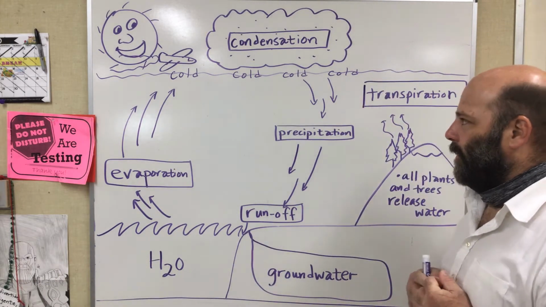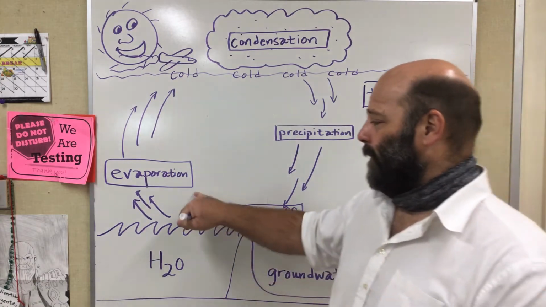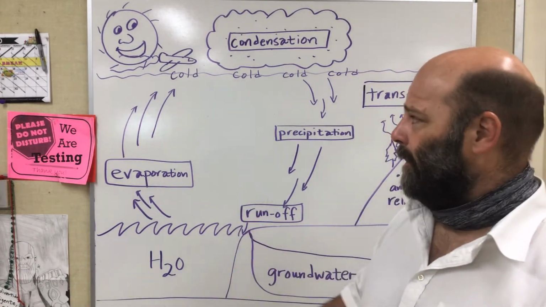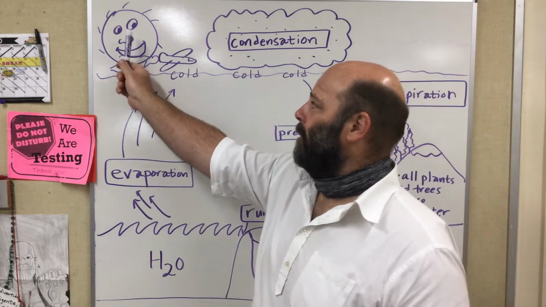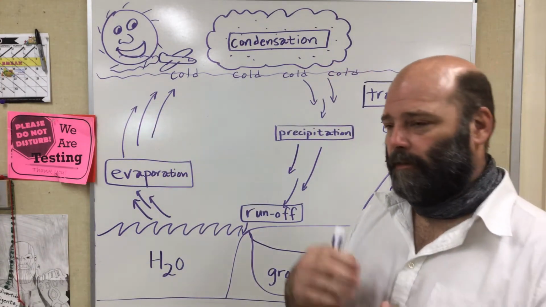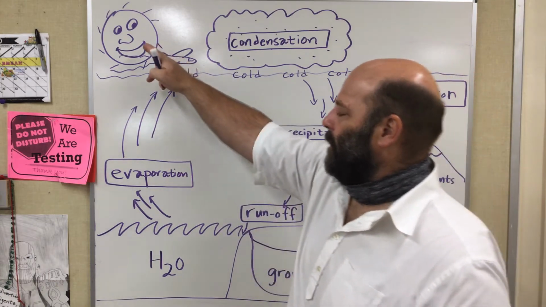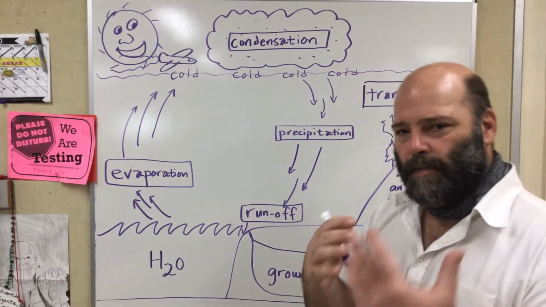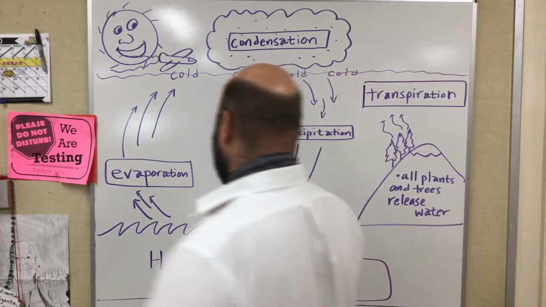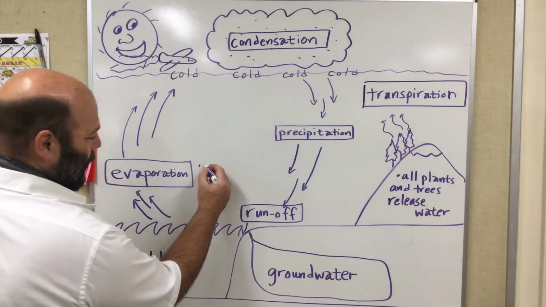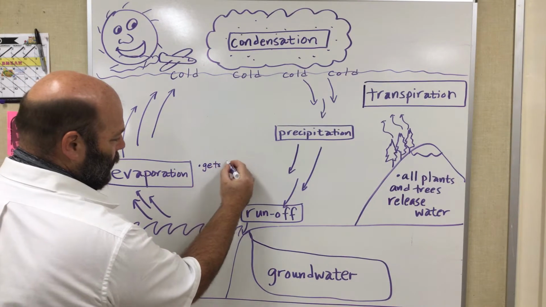So I'm going to start just with evaporation, okay? Obviously, what does the water cycle always have to have? The sun, okay? Because the sun starts it all. The sun beats down on the earth, beats down on water. It turns this water into a vapor, okay? It's turned into a vapor.